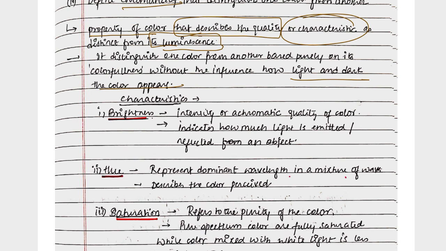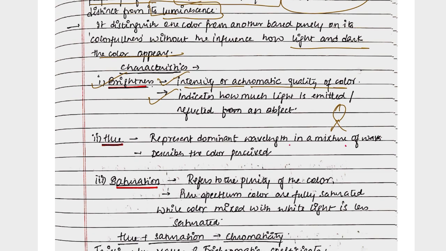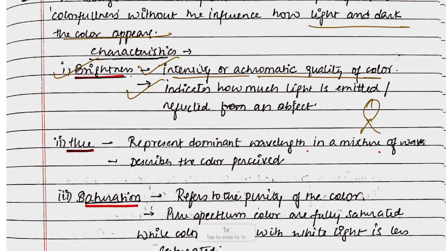Next is characteristics. What are the characteristics of chromaticity? First is brightness. Brightness is nothing but the intensity or the quality of the color. It indicates how much light is emitted or reflected from an object. For example, if I have an object, how much light is emitted or reflected is all about brightness. Next we have hue. Hue represents the dominant wavelength in a mixture of wavelengths. In a mixture of wavelengths, the particular wavelength which is dominating throughout is known as hue, and it also describes the color which is perceived.